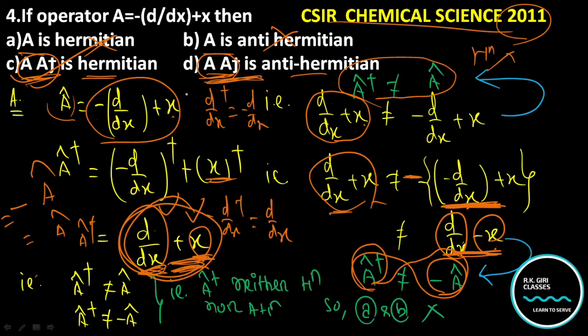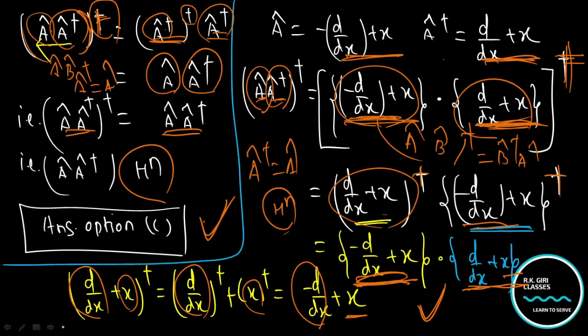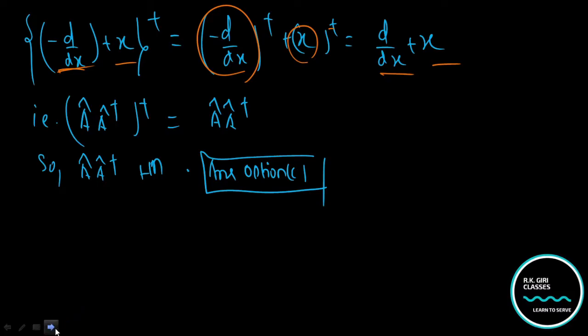And don't check this one, right? There is no need to put in extra effort, because you have found that A cap dagger is Hermitian. Then why should you go for checking anti-Hermitian? Already this is Hermitian, the same value, right? So next, coming to the point.